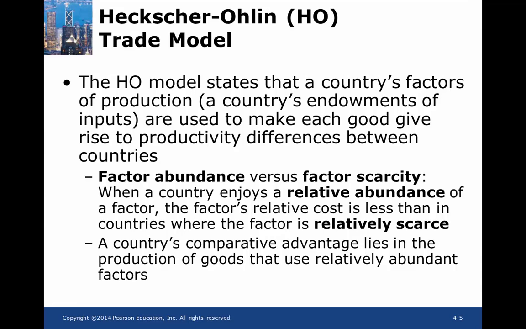Heckscher-Ohlin trade model. The Heckscher-Ohlin trade model states that a country's factors of production, in other words, a country's endowments of inputs used to make each good, give rise to productivity differences between countries.